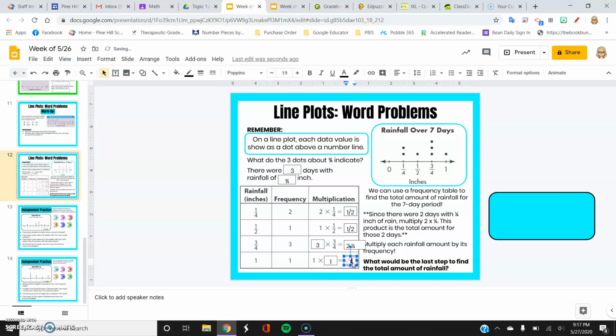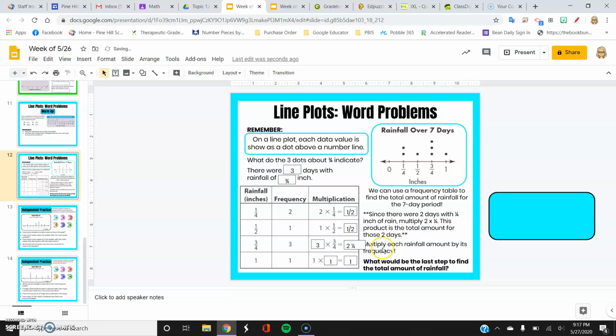1 times 1 is 1. So you're multiplying each rainfall amount by its frequency. So I'm multiplying 1/4 by how many times it happened. It happened 2 times. I'm multiplying 1/2 by how many times it happened. It happened 1 time. I'm multiplying 3/4 by how many times it happened. It happened 1, 2, 3 times. So I'm multiplying it to find that total.